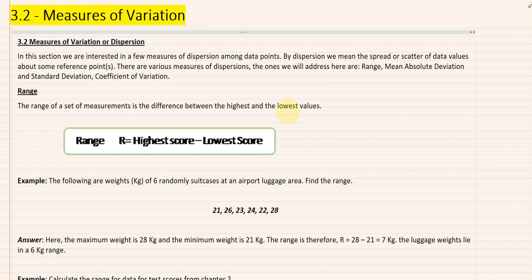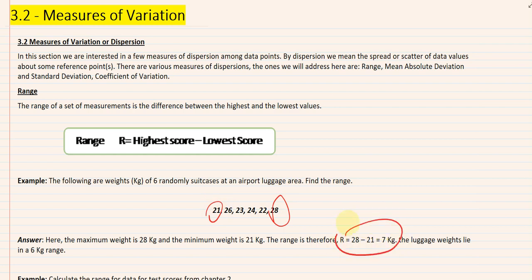Now for this one, we want to calculate the range of scores. I just need to subtract the low from the high. The high is 28, and the low is 21, so 28 minus 21 is 7 kilograms. So we can say that the data lies within a 7 kilogram range, going from low to high. I know they're not ordered, but even if you order them, 22, 23, 24, 26, that's not going to affect the range. It's still high minus low.